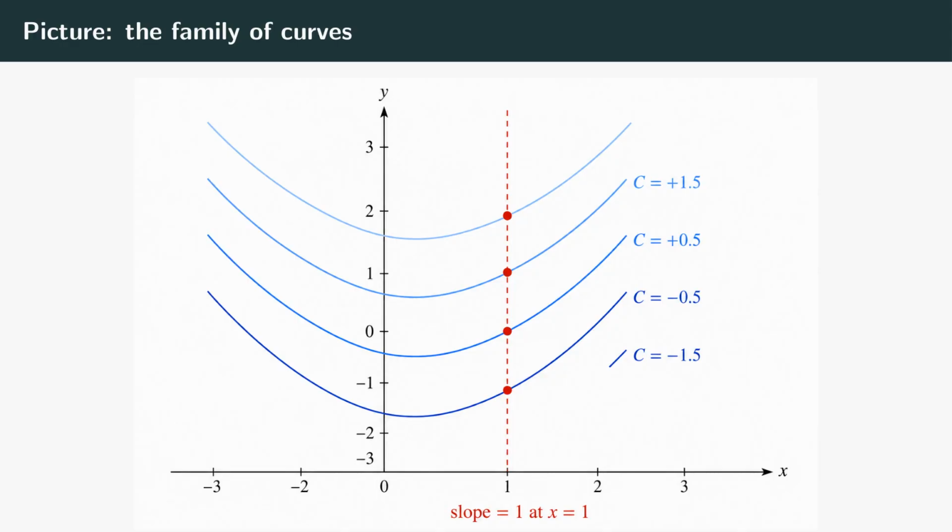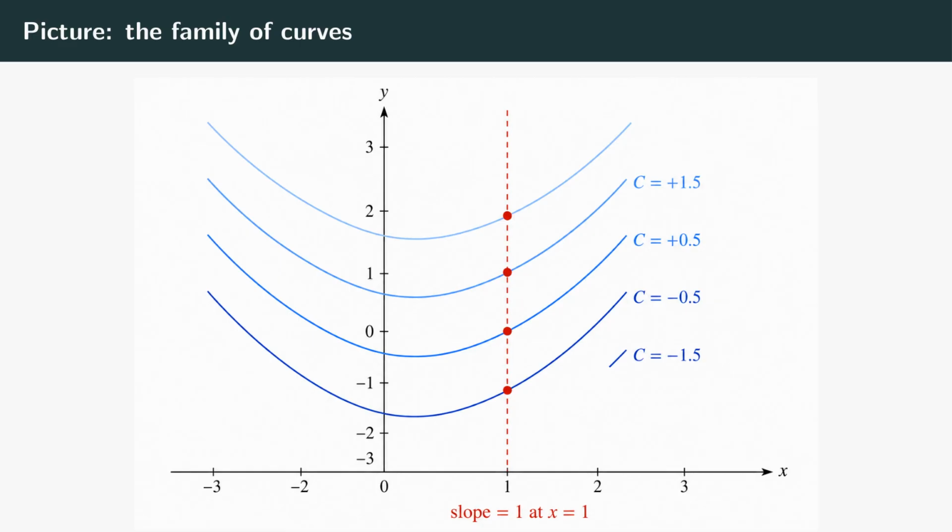Picture. Take the simplest non-trivial case, f of x equals x. An antiderivative is x squared over 2. The general antiderivative is x squared over 2 plus c. Plot that for several values of c. You get a vertical stack of parabolas, each one shifted up or down from the next. They're all congruent. Geometrically, the family of antiderivatives is the original curve plus every possible vertical translation of it.